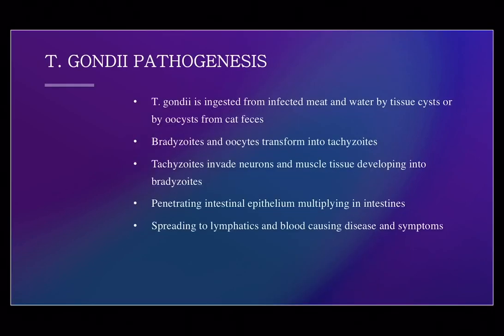T. gondii pathogenesis starts by T. gondii being ingested from infected meat and water by tissue cysts or by oocysts from cat feces. Bradyzoites or oocysts transform into tachyzoites. Tachyzoites invade neurons and muscle tissue, developing into bradyzoites, penetrating intestinal epithelium, multiplying in intestines, spreading to lymphatics and blood, causing disease and symptoms such as flu, swollen lymph nodes, and myalgia.